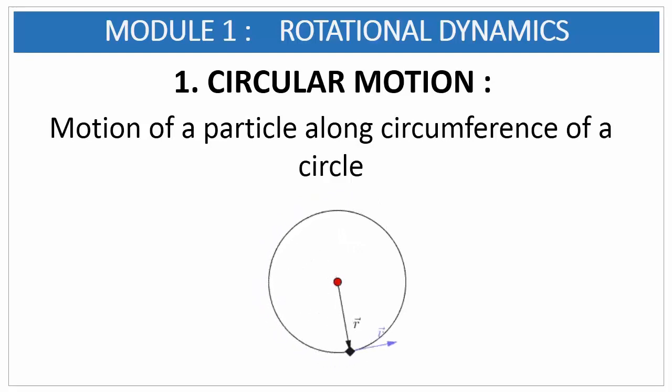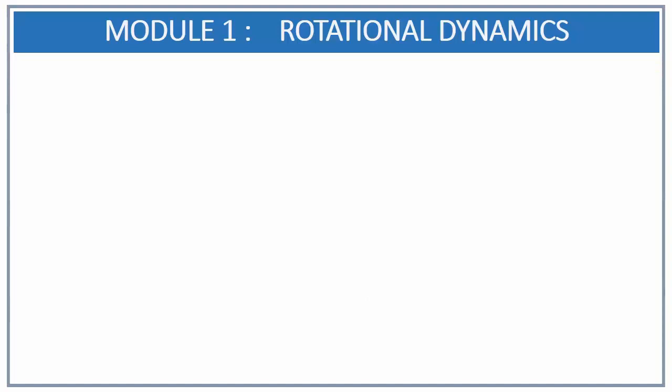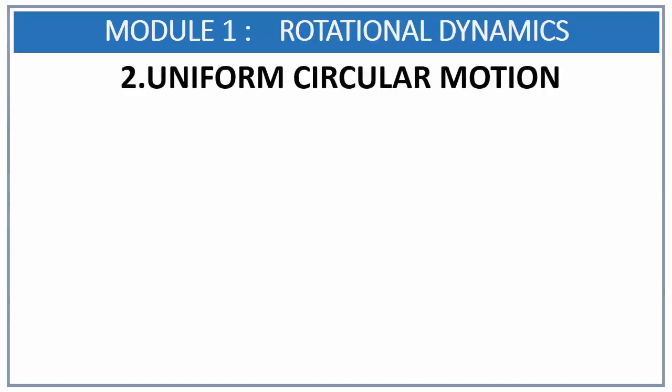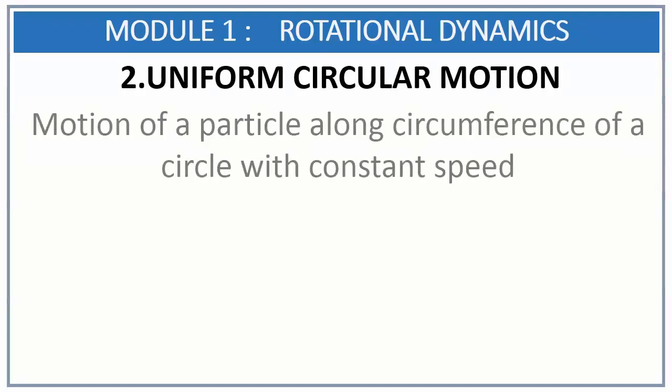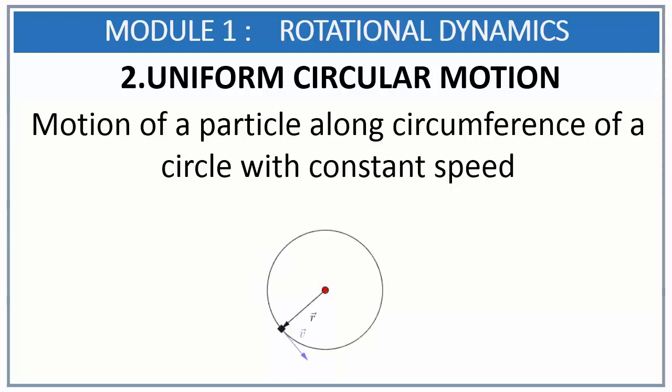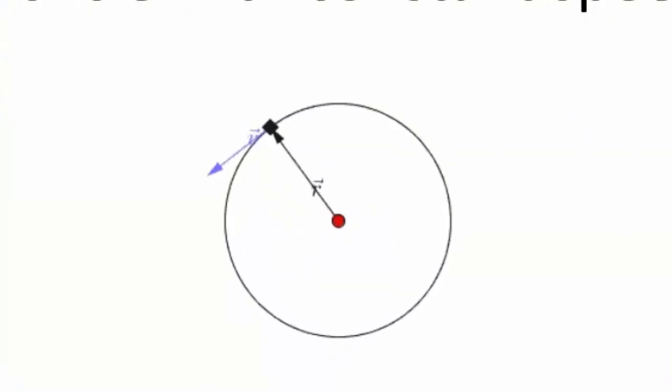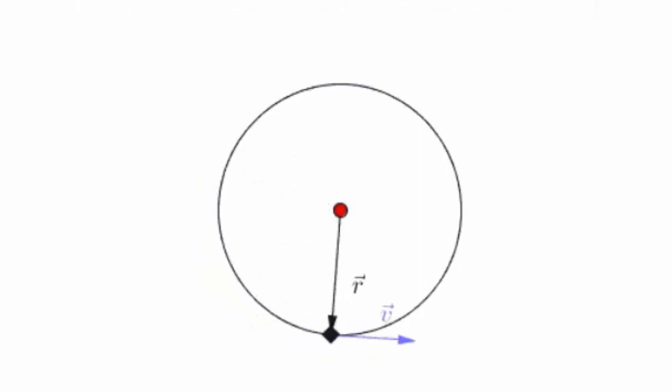The second point, uniform circular motion. Motion of a particle along circumference of a circle with constant speed is called uniform circular motion or UCM. The example of UCM is there on the screen, and we can observe that linear velocity is tangential at each and every point, and it is continuously changing its direction.